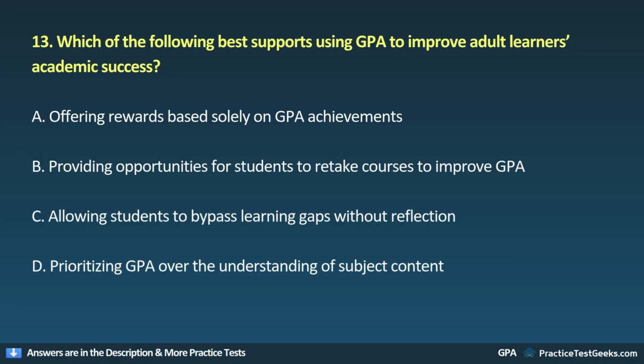13. Which of the following best supports using GPA to improve adult learners' academic success? A. Offering rewards based solely on GPA achievements. B. Providing opportunities for students to retake courses to improve GPA. C. Allowing students to bypass learning gaps without reflection. D. Prioritizing GPA over the understanding of subject content.